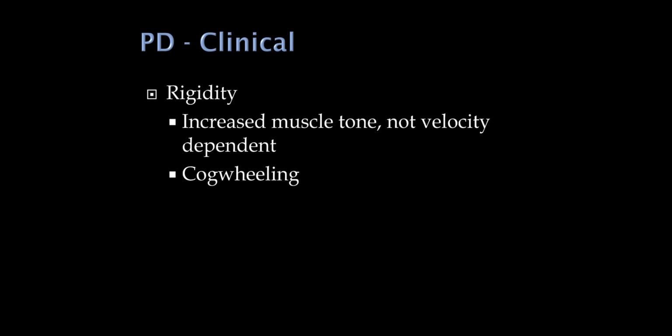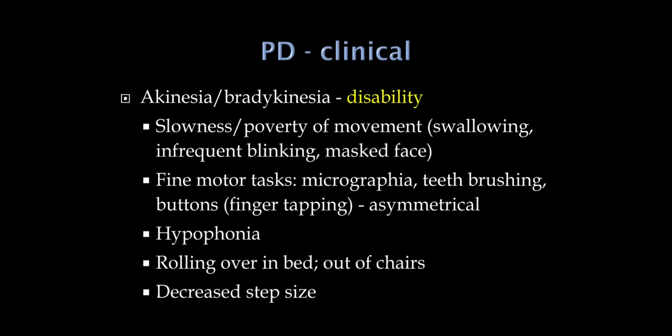Cogwheeling is just the feeling of tremor. When you're checking for muscle tone, you feel the tremor on top of the rigidity. The disabling features fit in the category of akinesia or bradykinesia, which means a poverty of movement. So everything slows down. The swallowing frequency slows down and patients drool. Patients are noticed to have not much facial expression. They don't blink as much. Any fine motor task is difficult. So handwriting, classically, the letters get very small. Anything like using tools, teeth brushing, shaving, all of those things are affected.